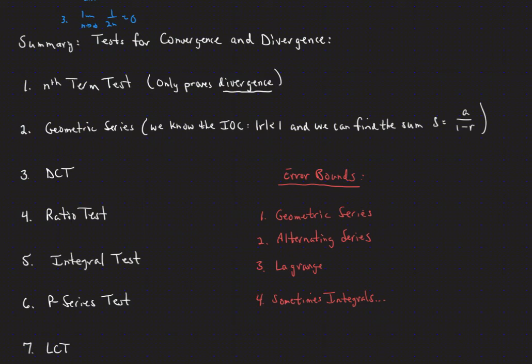So we have, for tests of convergence and divergence, the nth term test. Now remember, that only proves divergence. So we know that if the limit as n goes to infinity of the nth term goes to something other than 0, it's going to diverge. But if the limit as n goes to infinity is 0, that means nothing. We don't know that it's going to converge. It still may diverge.